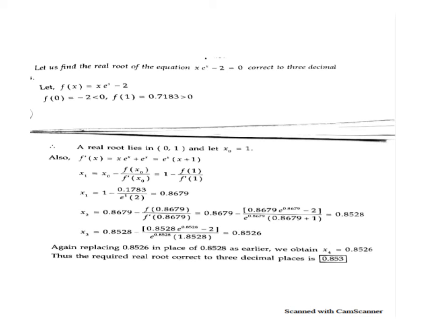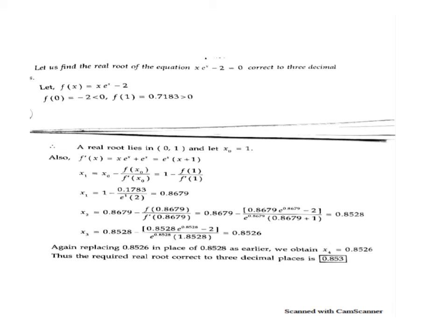Okay, so now let us consider one more example to find the real root of the equation x e^x minus 2 equals 0, correct to 3 decimal places. So write down f(x) = x e^x − 2. Now we have to locate a root for various values of x. Put x = 0. Then 0 into e^0, that is 0, minus 2. Hence, f(0) is −2, which is a negative value less than 0.